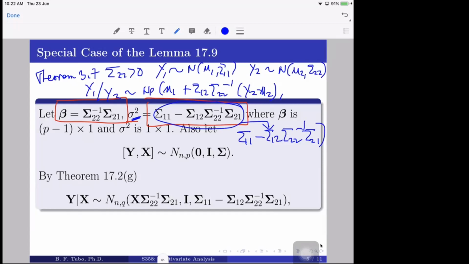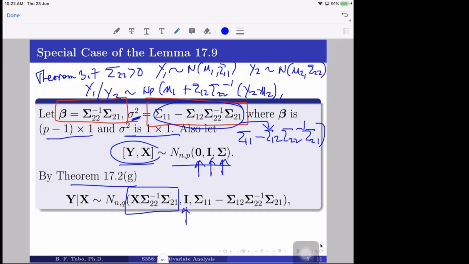Okay. So beta is (p minus 1) by 1 and sigma is just 1 by 1 because q is equal to 1. Okay, so the joint of y and x is still normally distributed with mean 0, psi, and sigma. So applying 17.2G on this conditional distribution, you will have this as your mean.